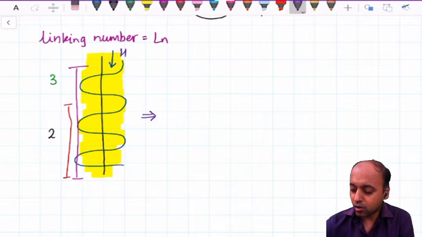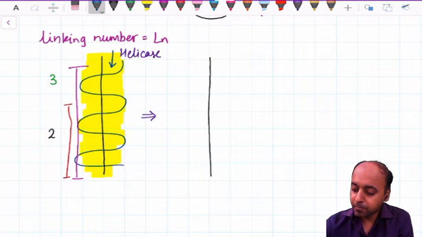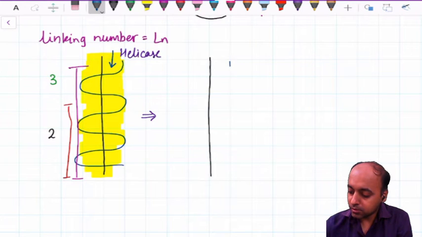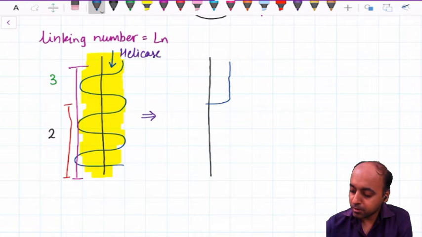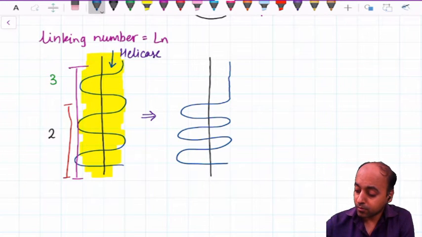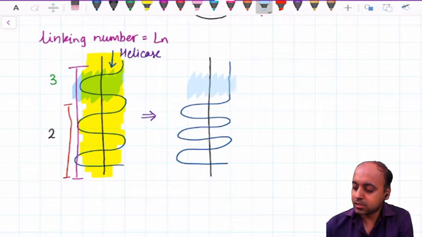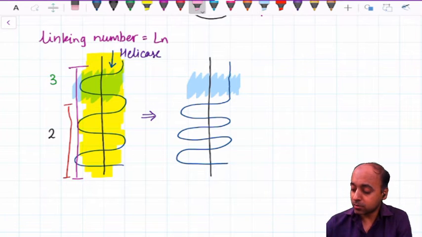Under the influence of helicase, what is happening? This is the central DNA strand, and this is the one strand of DNA. You will notice one coil is totally removed in the upper area, but in the remaining area the number of coils has increased. The coil which was in this region has disappeared. So this area has uncoiled under the influence of helicase. But when you examine the downstream area, you find that the linking number has increased.